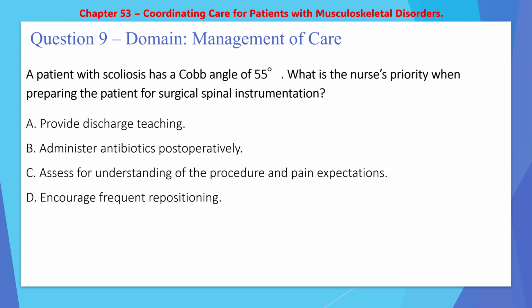NCLEX domain, management of care. A patient with scoliosis has a Cobb angle of 55 degrees. What is the nurse's priority when preparing the patient for surgical spinal instrumentation? Provide discharge teaching, administer antibiotics post-operatively, assess for understanding of the procedure and pain expectation, encourage frequent repositioning.